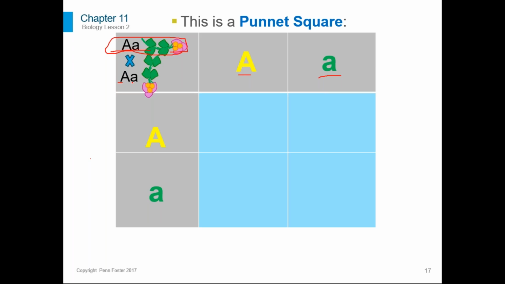Then we do the same thing down the side. We have capital and lowercase. It just happens to be the same. And that's what we have as options down the side for this plant. You could inherit capital or lowercase.